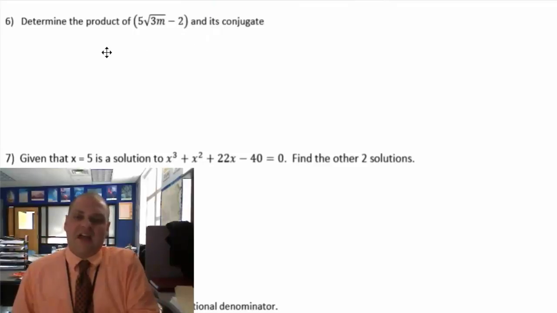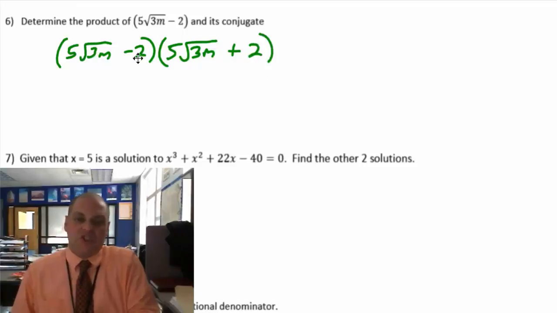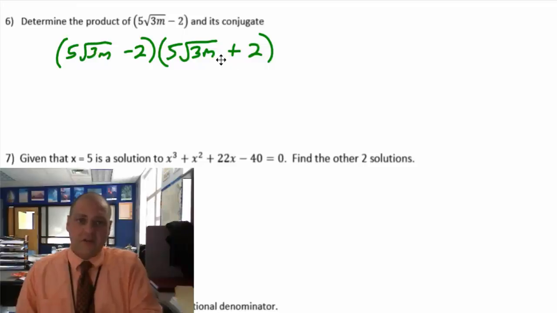Determine the product of this and its conjugate. Okay. The product of this and its conjugate. So we're testing conjugate here. Conjugate is just change the sign in between the terms. Just the sign in between. You're going to have distractors on your quiz that are gonna mess you up. You just change the sign in between.